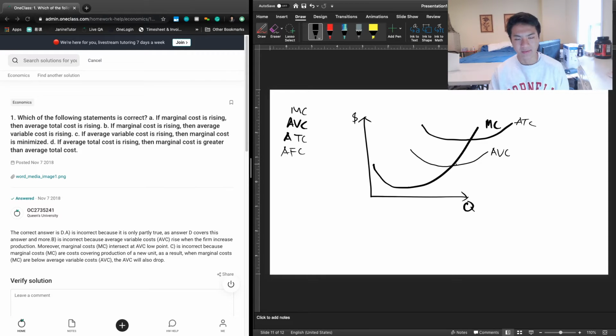C says that if AVC is rising, then marginal cost is minimized. And so again, we see that's not the case. As AVC is rising, we see that marginal cost is actually increasing even faster, and that's because AVC only rises when marginal cost is greater than variable cost.